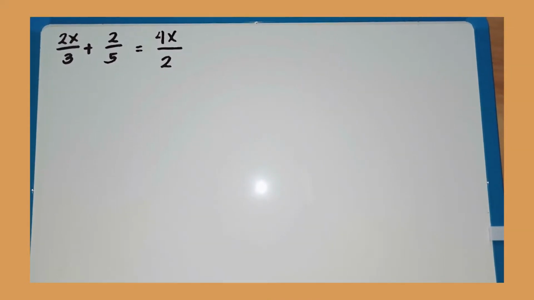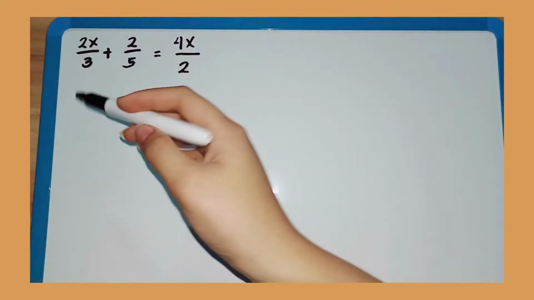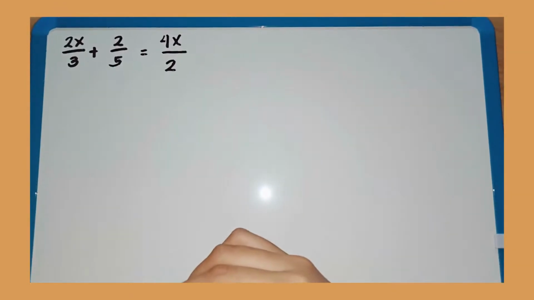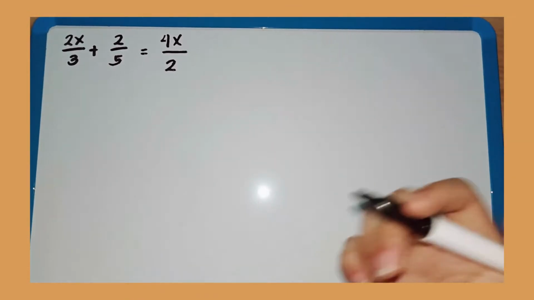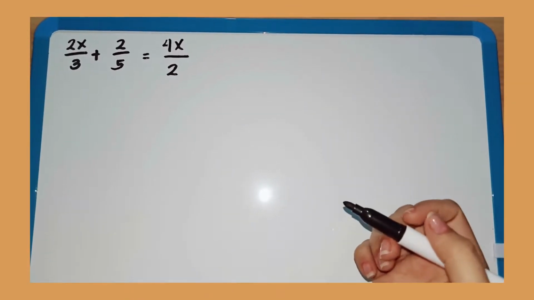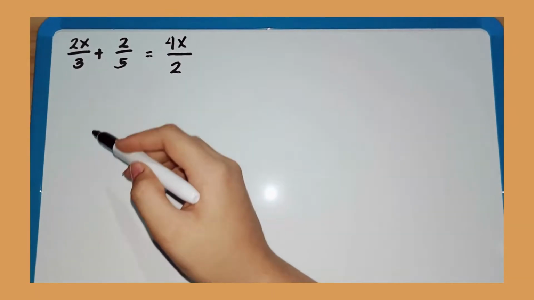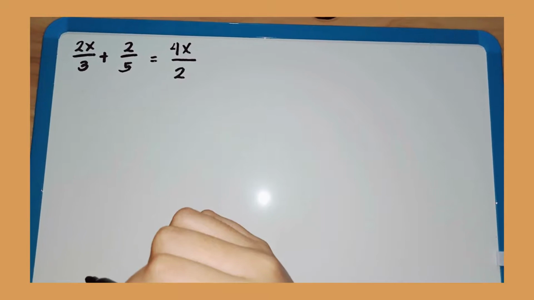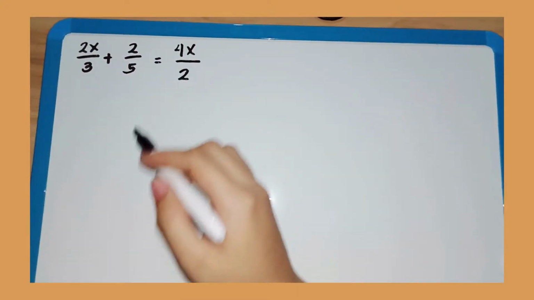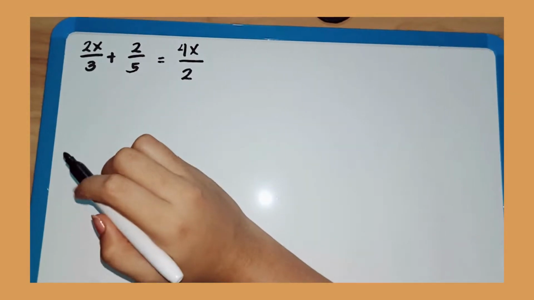How can we solve for this rational equation? What we will do is consider the denominators. We have 3, 5, and 2. Think of a number that can be divided by 3, 5, and 2. For example, 30. 30 can be divided by 3, by 5, and by 2. To make it easier, just multiply the denominators. 3 times 5 is 15. 15 times 2, that is 30.